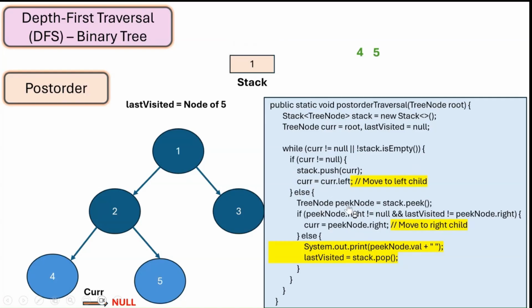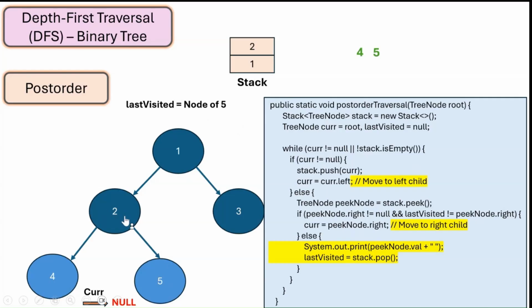It will check the peak node, which is 2. Now the peak node is 2. Does it have any right node? Yes, which is 5. And did we visit that right node? So here we check the last visited node, which is node 5. The reason we keep this last visited is that if we don't maintain it, it will again go and start the traversal for node 5, which will create a loop, right? That's why we maintain the last visited, to check whether we have traversed the right subtree for that node or not.